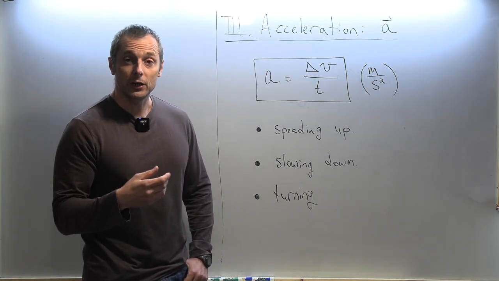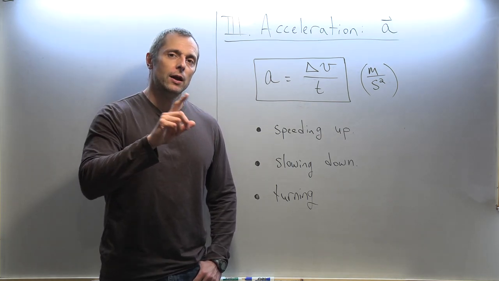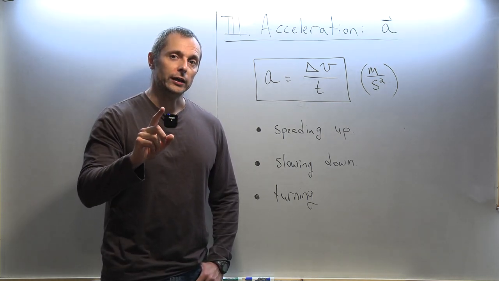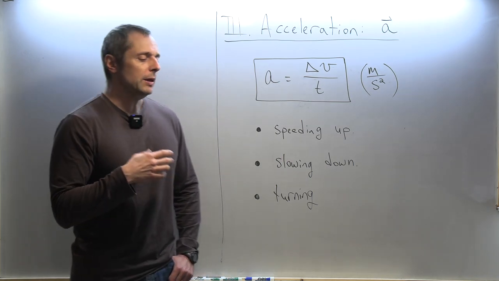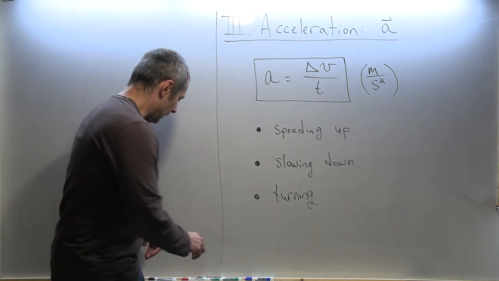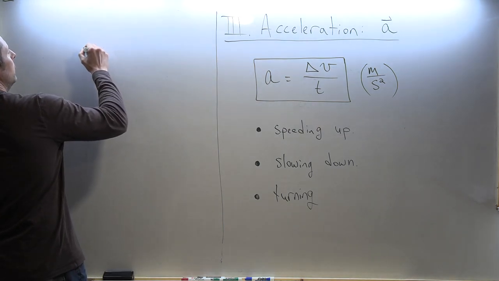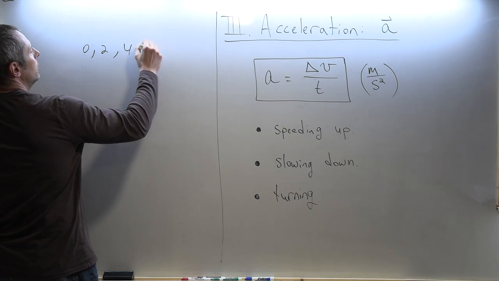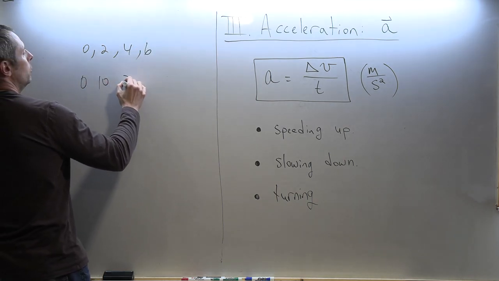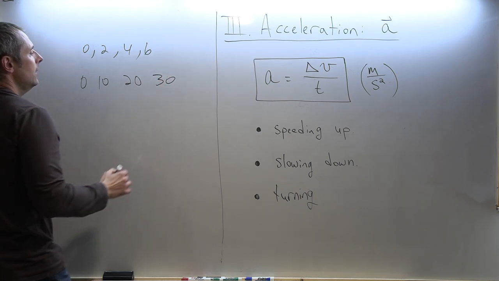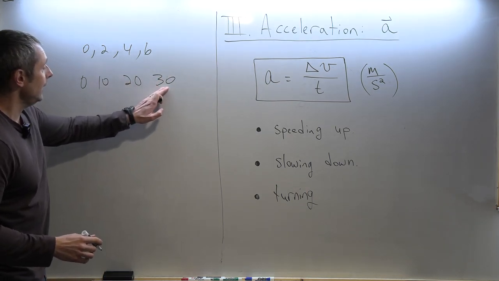A better, more general way to say it: acceleration is what you're adding to your speedometer reading every single second, provided you're not turning. So a lot of people then will say, okay, and don't write this down. One person's speedometer reading went 0, 2, 4, 6, and another went 0, 10, 20, 30. So this one had the greater acceleration every second, adding 10.